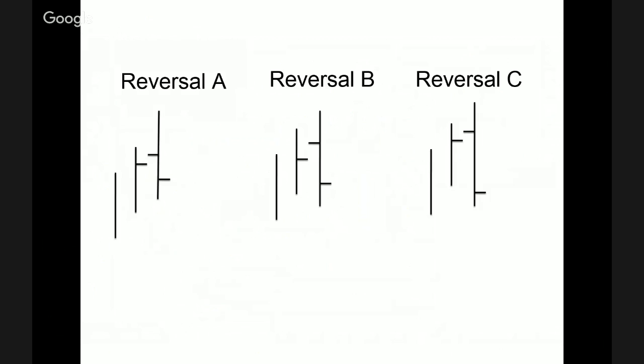We have 3 definitions of the reversal pattern, A, B, and C, and basically they are increasingly restrictive in that order. So reversal A is the most liberal reversal pattern. We have a higher high and a lower close. So the previous close was here, current close is here, and the high was marked up here, rejected by this close.